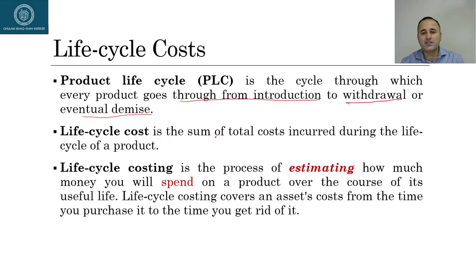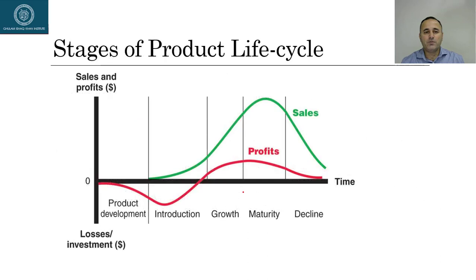Life cycle cost is the sum of total cost incurred during the life cycle of the product. So the life cycle cost is the total cost throughout the life cycle of a certain product. Life cycle costing is a different term. It's a process of estimating how much money you will spend on the product over the course of its useful life. It covers an asset's cost from the time you purchase it to the time you get rid of it. Simple.